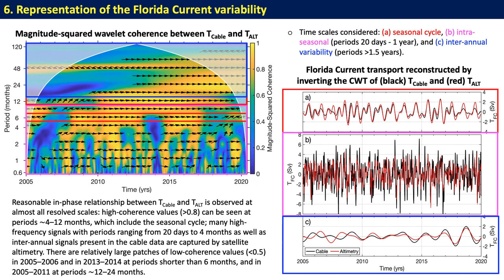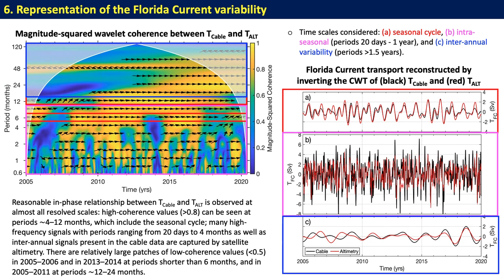So next, for validating the altimetry derived transports, we also investigated how well the altimetry derived transport reproduces the variability of the cable transport. And to account for possible non-stationarity of the signals, a magnitude squared wavelet coherence between cable and altimetry derived transport is shown here in a time period plane.